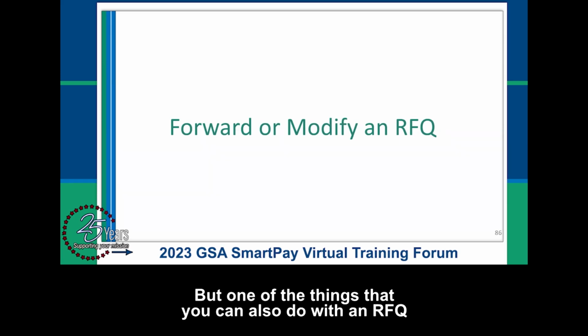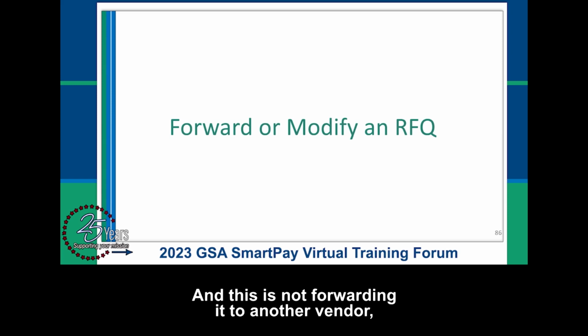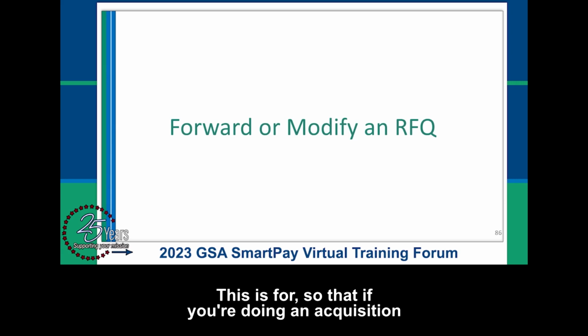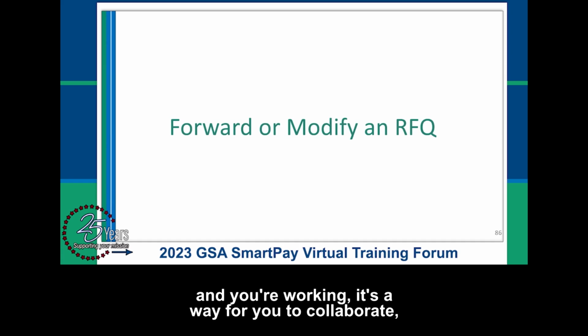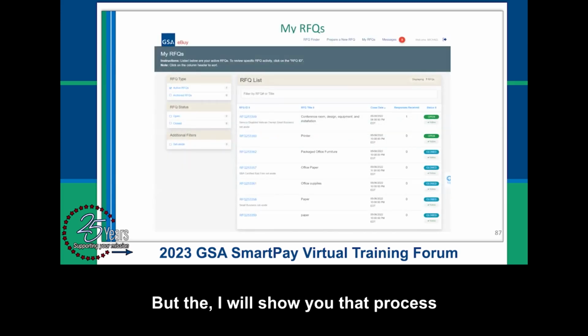But one of the things that you can also do with an RFQ is to forward it. And this is not forwarding it to another vendor. This would be forwarding it to someone within your work group. This is so that if you're doing an acquisition and you've got a team working on it, it's a way for you to collaborate. Or if you get sick and you're out and you can't get in and do it, somebody else can work on it, sharing the workload. But I will show you that process.